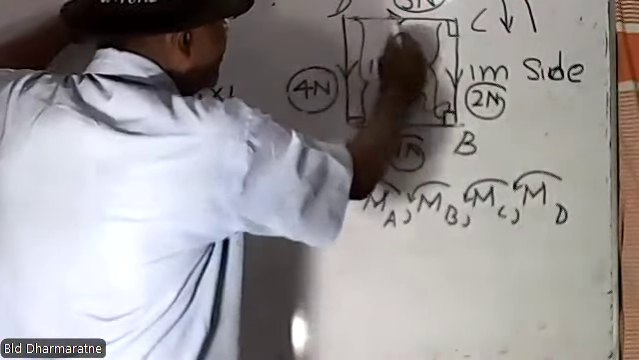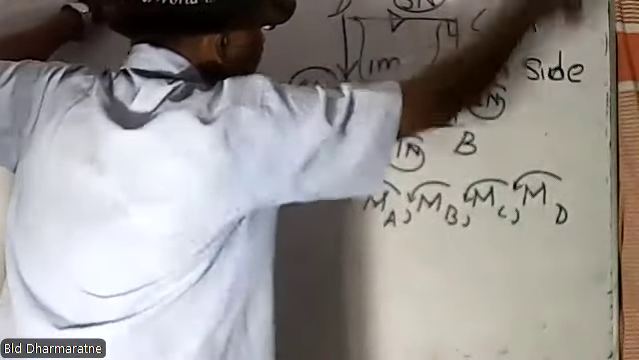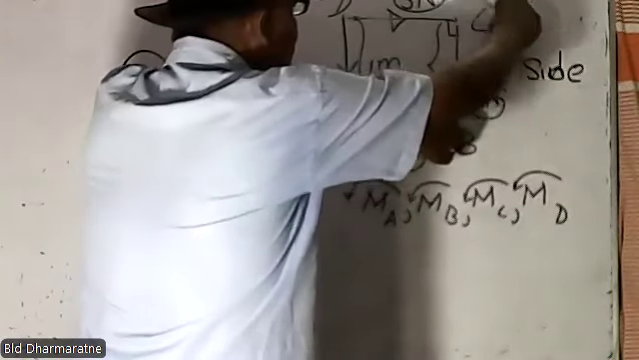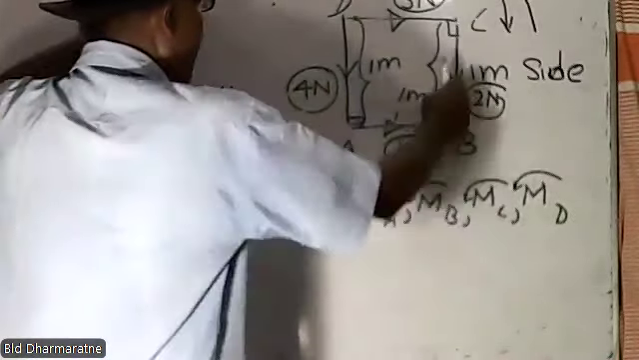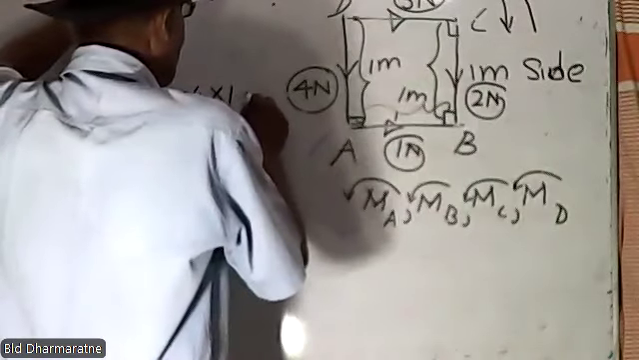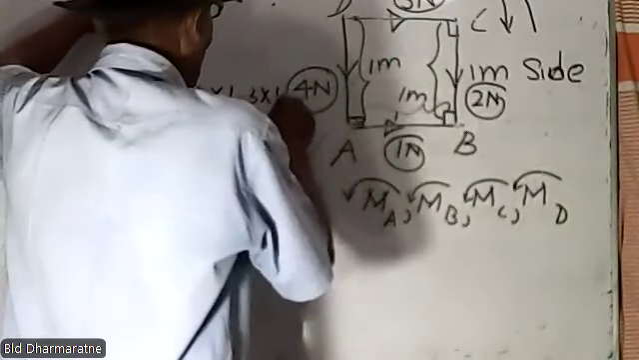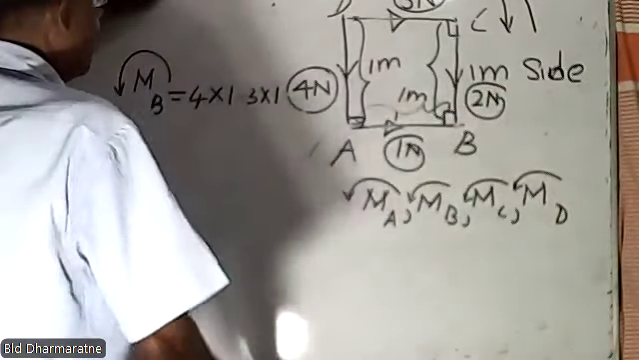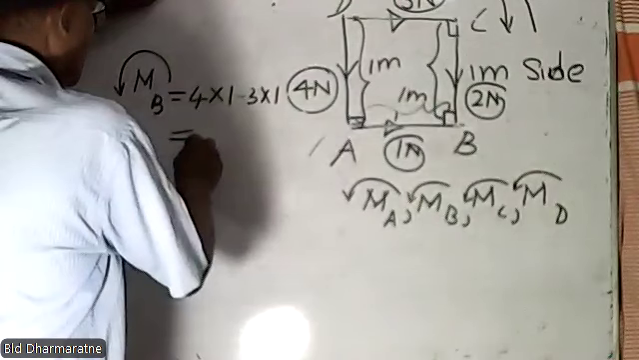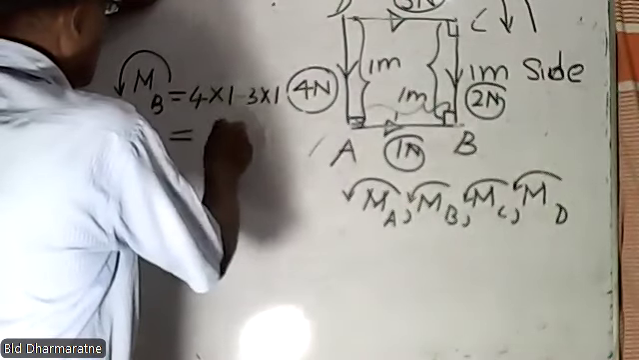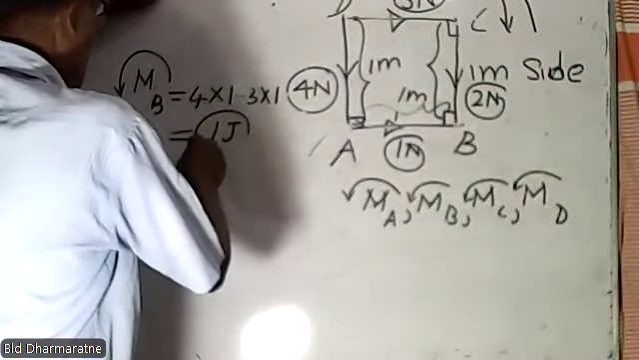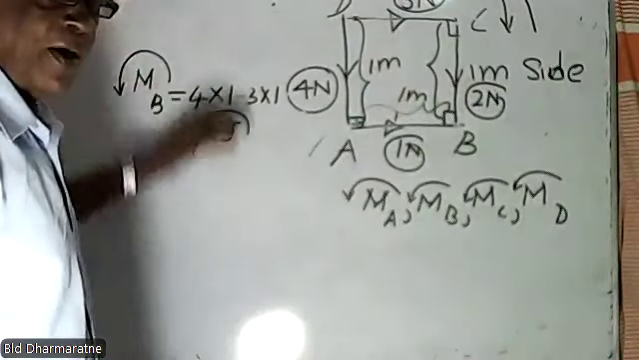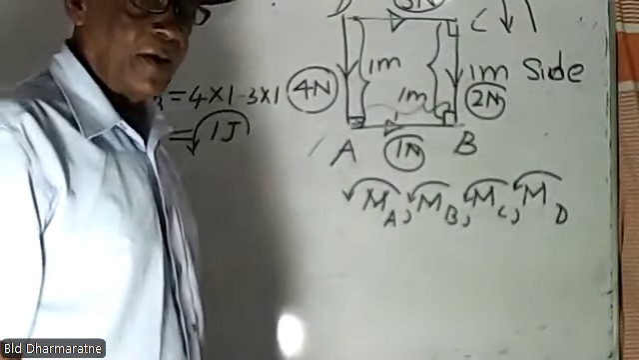Now this one, 3 Newton, is in the clockwise direction. With B fixed, applying 3 here gives minus 3 into 1, since we are considering anti-clockwise and this is the opposite direction. Now we get 1 joule. The resultant moment is 1 joule in the anti-clockwise direction.